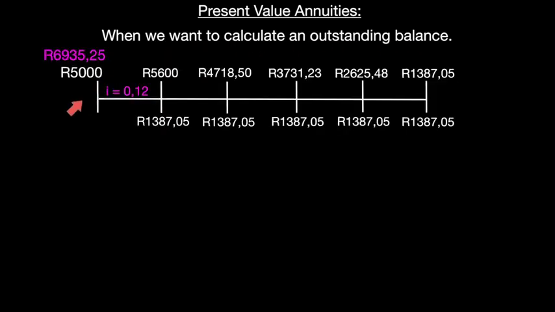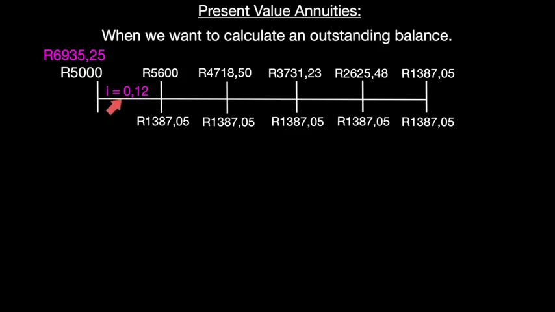In today's lesson we are going to learn what we can do if we want to calculate an outstanding balance on a loan. So we're going to make use of the same example as we did in our first lesson of present value annuities. Our purchase price of the computer was 5,000 Rand. We're going to pay it off over 5 years, and our interest rate was 12% compounded yearly.